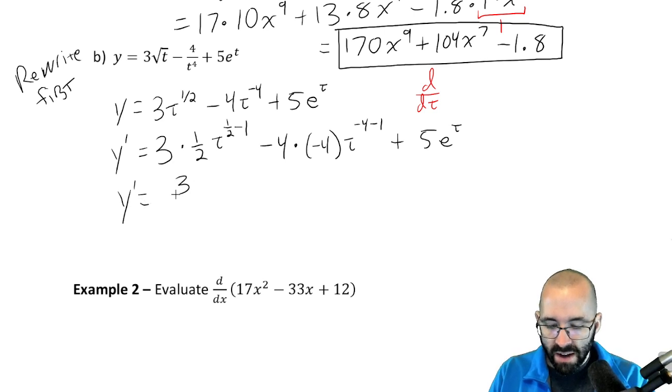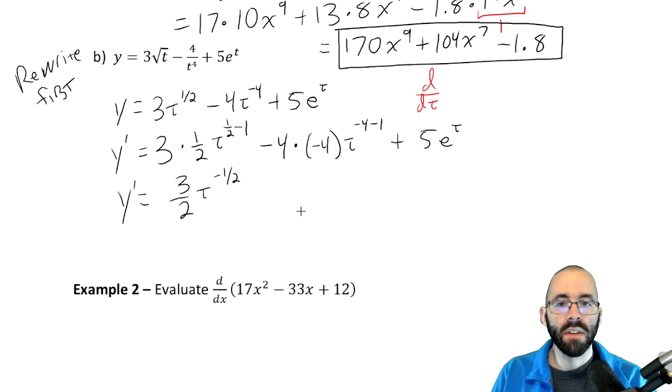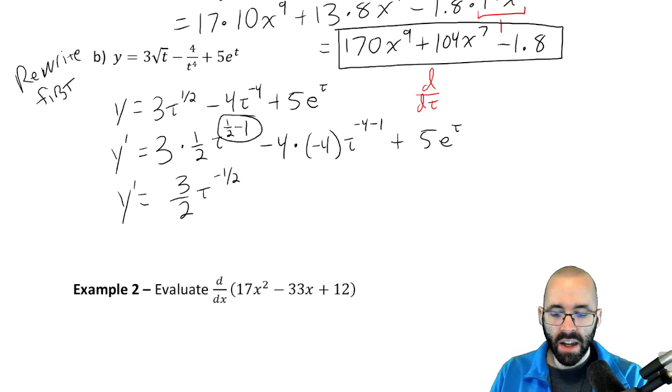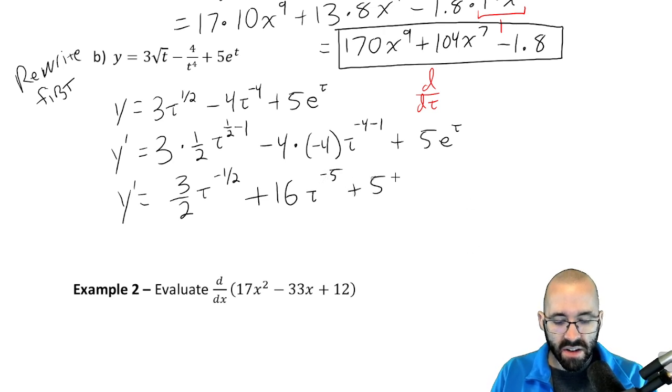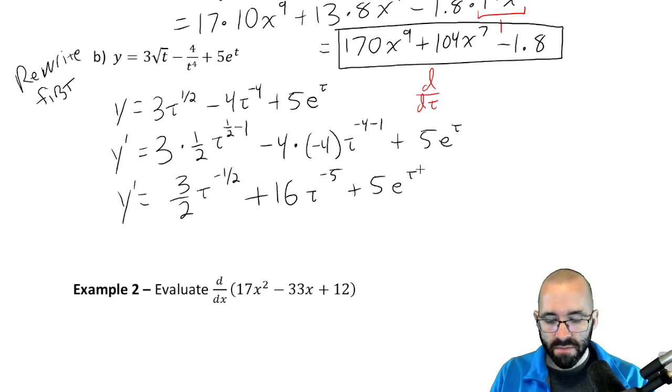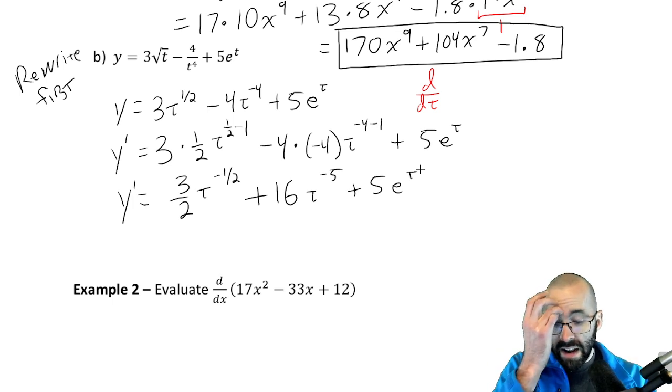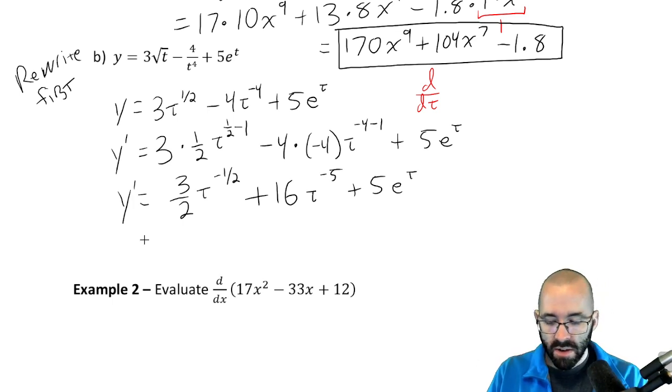We're going to get 3/2 times t to the -1/2. Right? 1/2, take away 1, you're now down 1/2. -4 times 4 is plus 16. -4 minus 1 is -5. And the last one's 5 e to the t. And this is correct, and I'll take this.